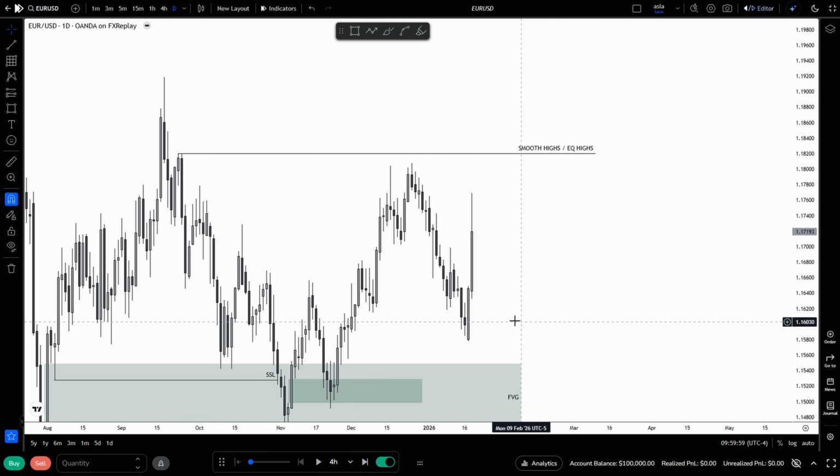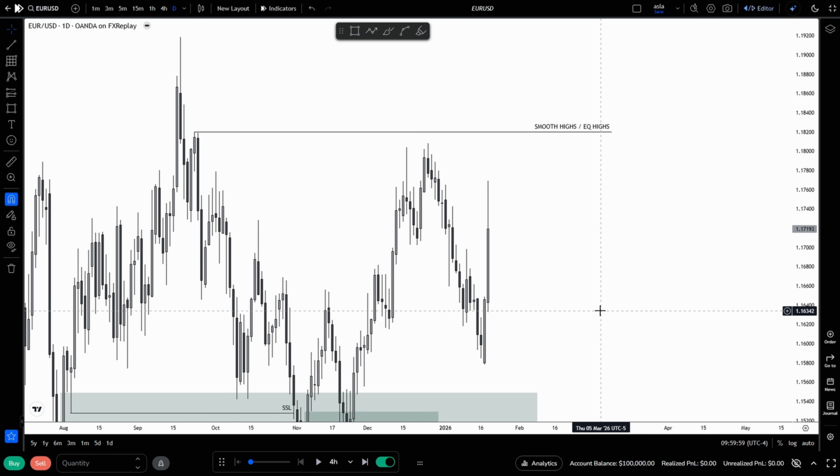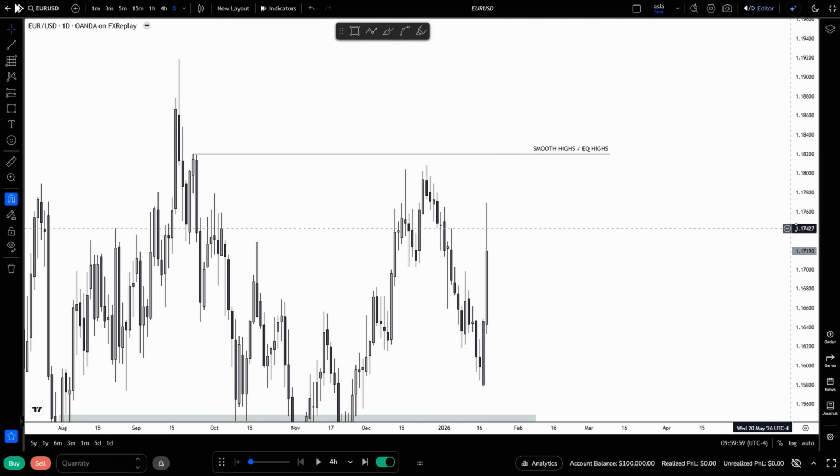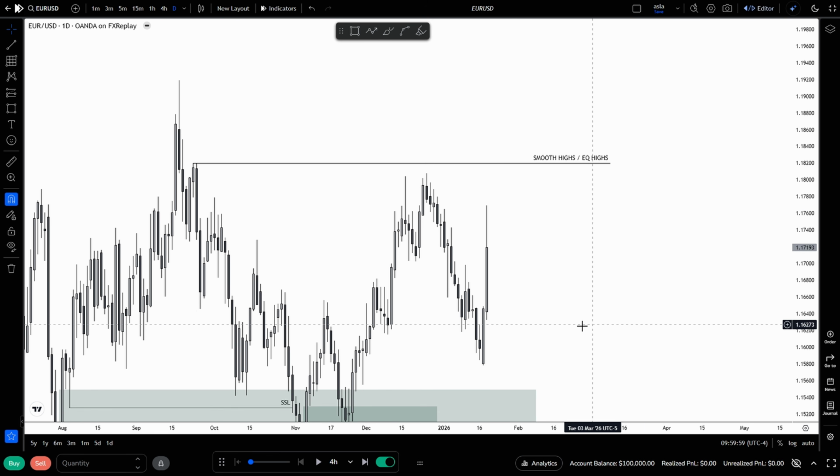Now if I take a look above price, I can easily target these smooth highs or equal highs, because that is where the liquidity is resting. That is a very obvious target.